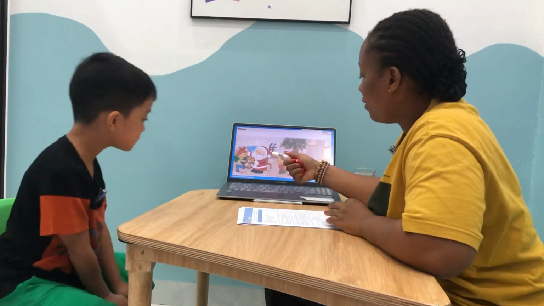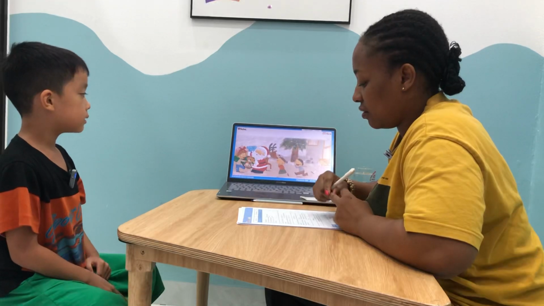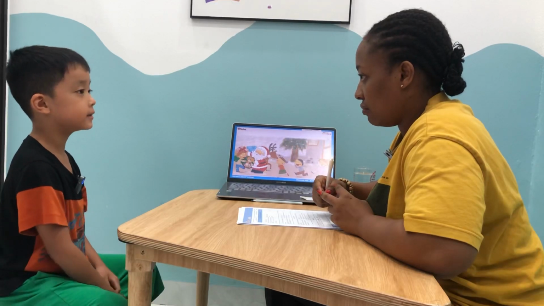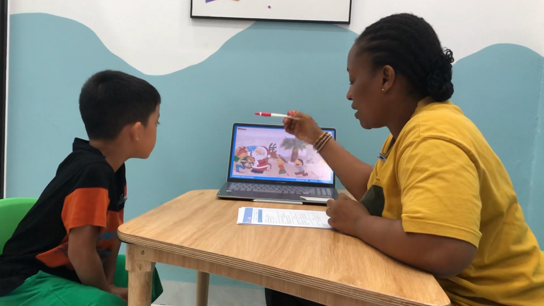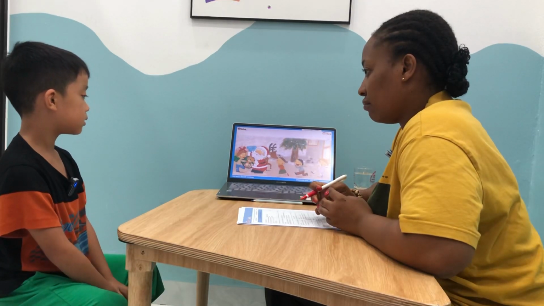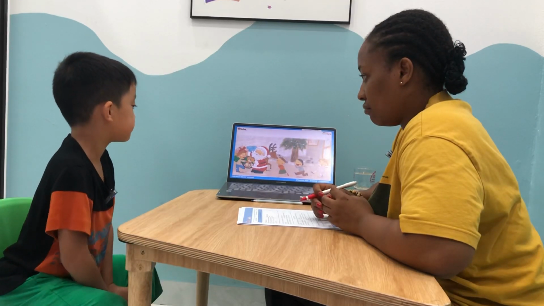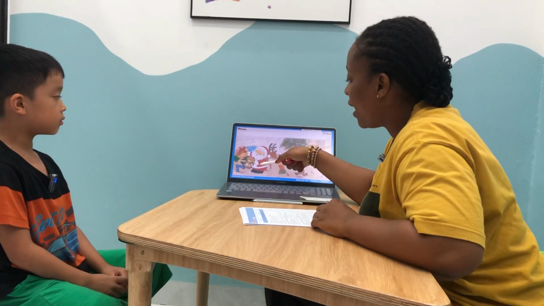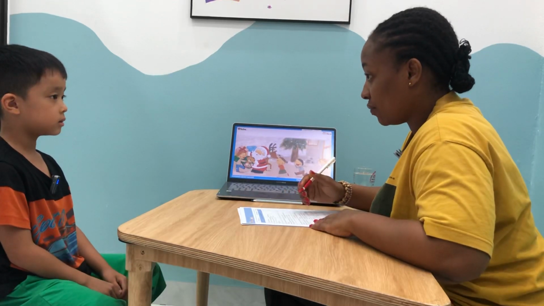Okay. Where are the Christmas gifts? Where are they? The Christmas gift is behind the boy and Santa Claus. Behind. Okay. Do you like Christmas gifts? Yes, I do.